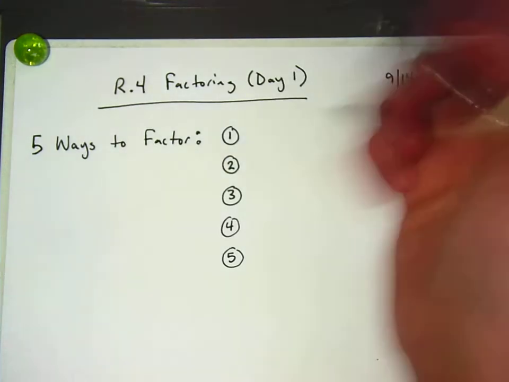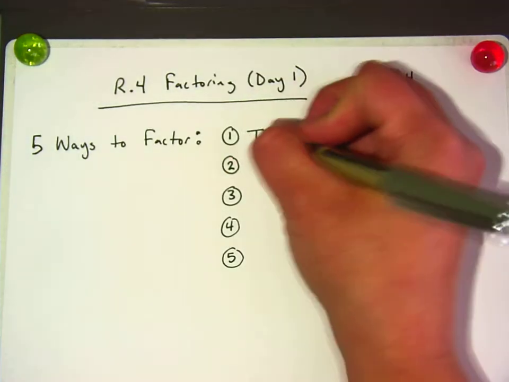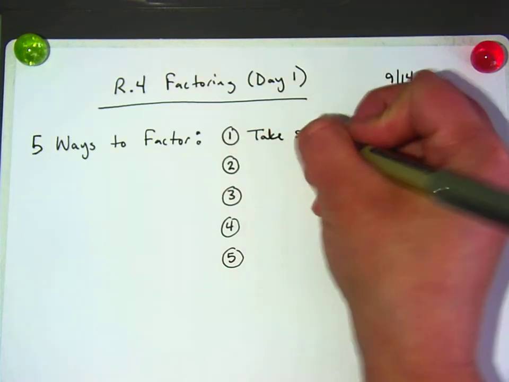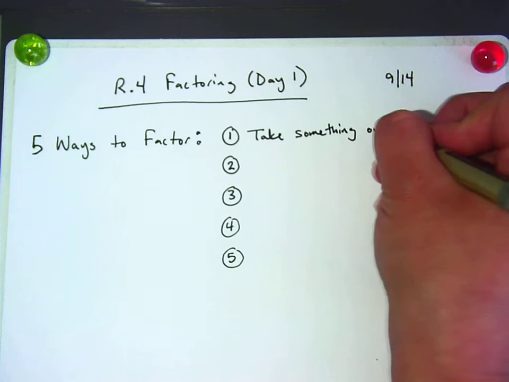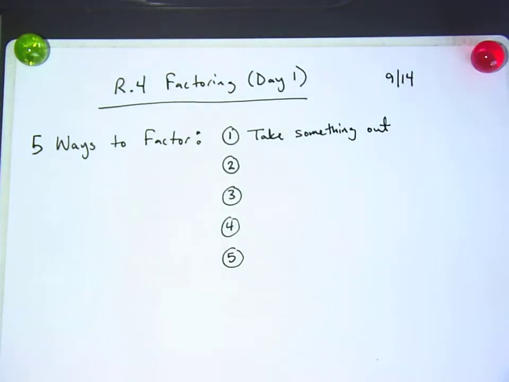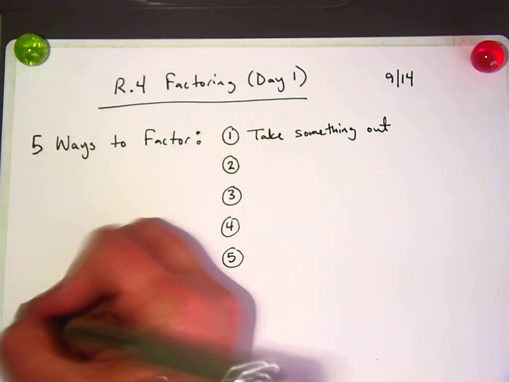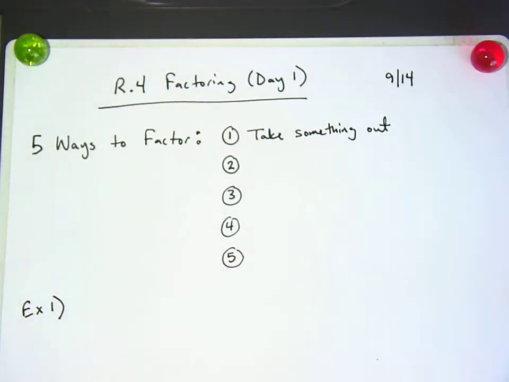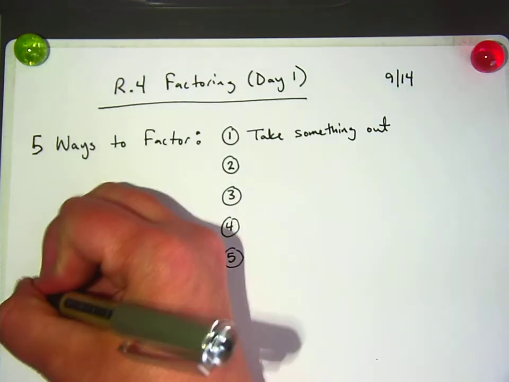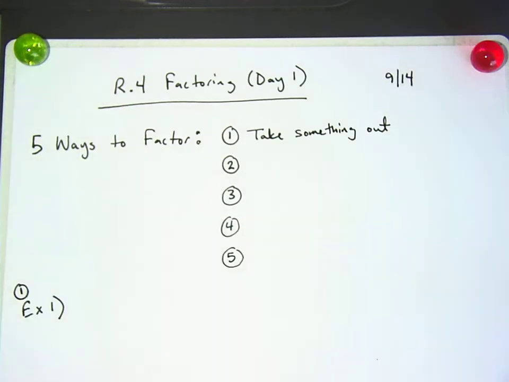All right, so ways to factor. The first way to factor is to take something out. Does this sound right? Like a common factor that I can pull out of all the terms? Okay, so we're going to do that one first. I'm going to put a little 1 next to this so that you know that this is an example of the first thing.